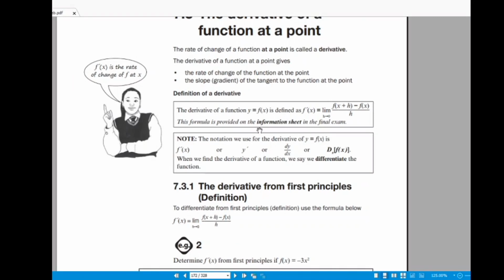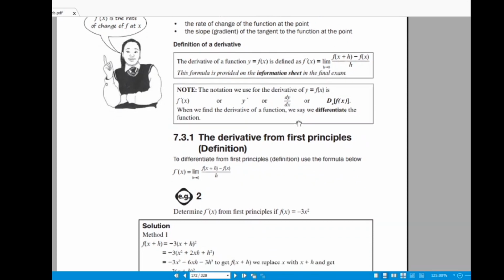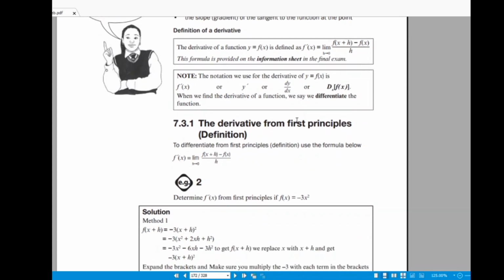So that is the definition of a derivative of a function at a point x, right? So yeah, this formula is provided in your formula sheet in the final exam. The notation we use for the derivative of y equals f of x is f prime x or y prime or dy/dx or d/dx of f of x, right?